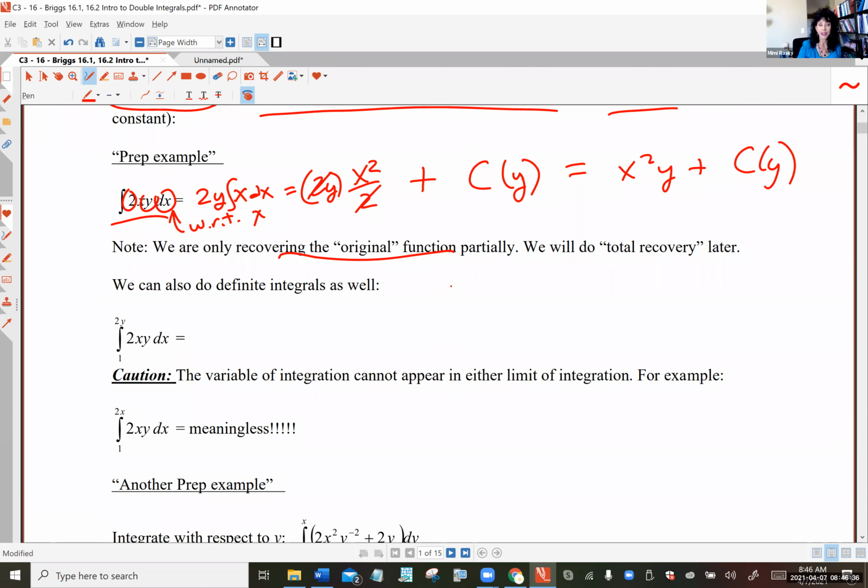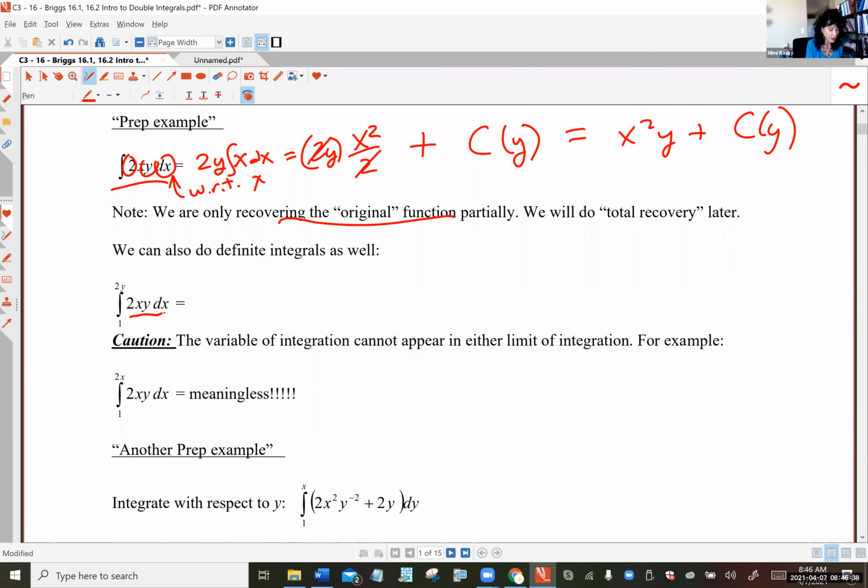Let's do a definite integral. So you're going to integrate 2xy with respect to x, which we already did. We already know that the answer is x squared y. And we're going to evaluate it between these limits, 1 and 2y. So when you apply your fundamental theorem of calculus, as you know, you always substitute your upper limit first. But where do you substitute it into? Do you put it in place of the x or the y? What do you think?